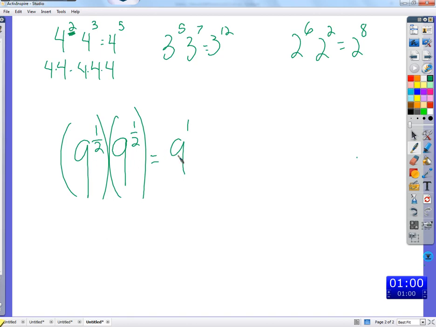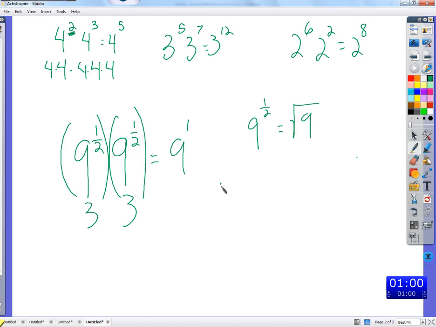So what number does that? 3. For the case of 9? 3. Or, yes, the square root. So it seems like 9 to the 1/2 is the same as the square root of 9. Now we've got some intuition. We made a guess that 9 to the 1/2 is the same as the square root of 9.